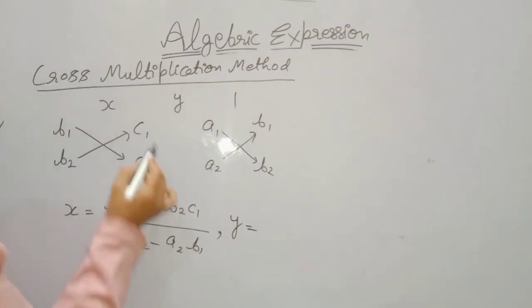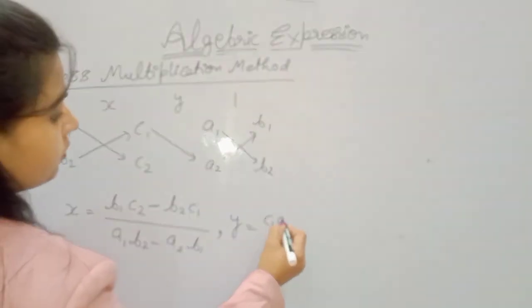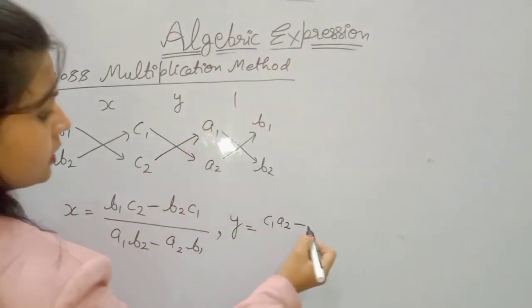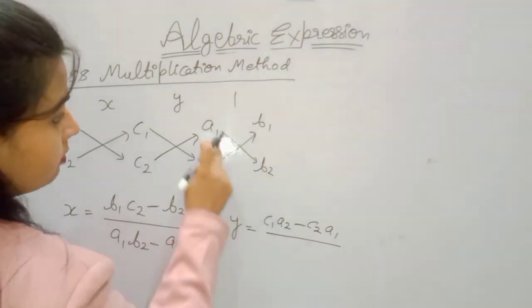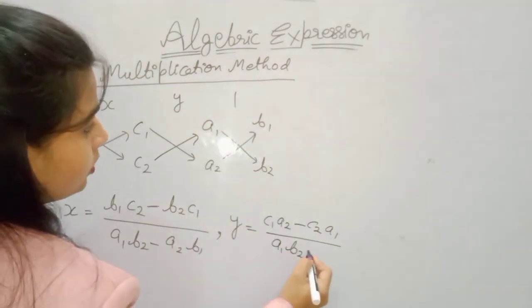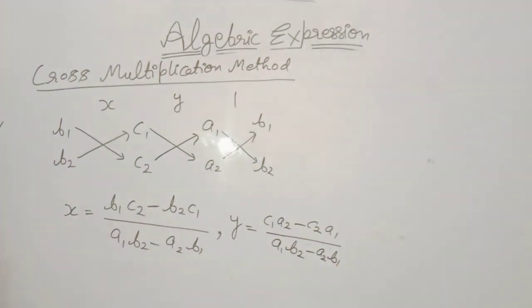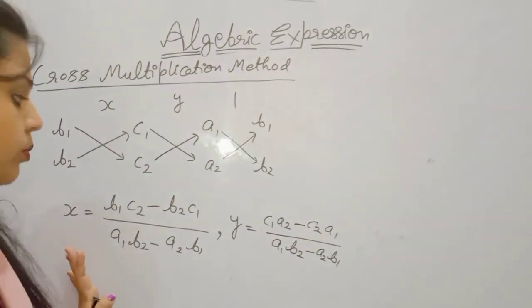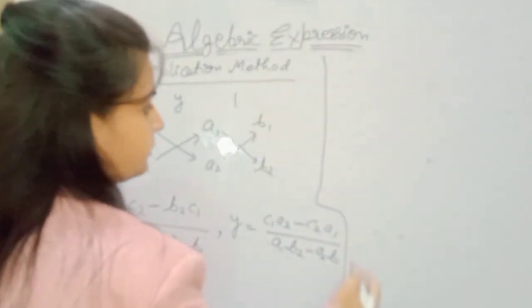Similarly, we can calculate y. For the y we have to take these two terms. Okay, so this is c1 a2 minus c2 a1 upon, again we have to take this term, a1 b2 minus a2 b1. Okay, so in the cross multiplication method we have the formula for calculating x and y. So we can understand by taking an example. So let's take an example.